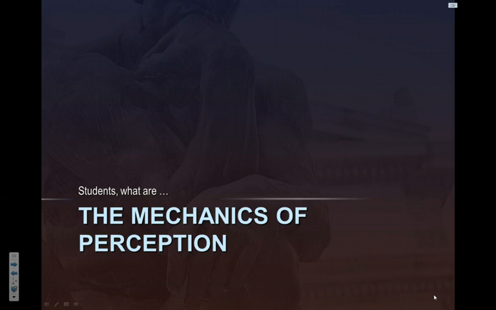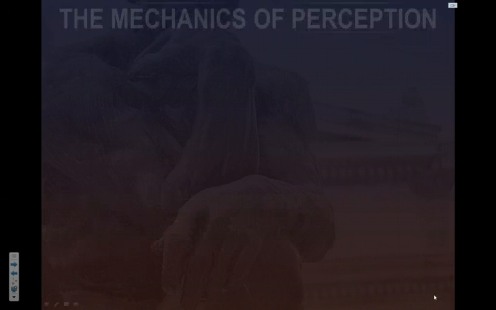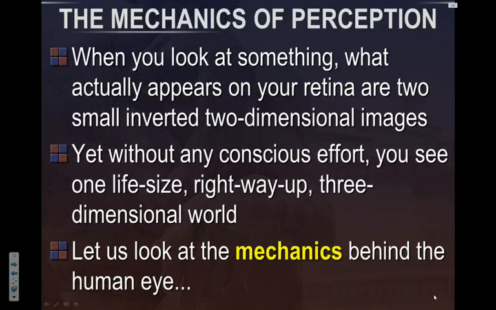We're going to look a little bit at the mechanics, first, of perception, of vision in our perception. When you look at something, what actually appears on your retina are two small inverted two-dimensional images. Yet without any conscious effort, you see one life-size, non-inverted image of the three-dimensional world. So this is what's actually happening. Your eyeball has a flipped image. Our eyes have an inverted image, and our brain flips it around, which was, I think, part of that experiment, how that kind of worked.